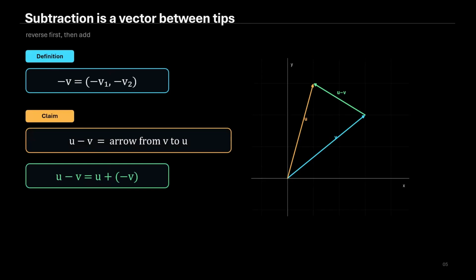So let me say that again. It is the arrow that starts at the tip of v and ends at the tip of u. So subtraction measures the move from one vector tip to another. This is a very nice way to think about vector subtraction. Indeed, you can also think about it as a vector addition. If you rewrite u minus v as u plus minus v, you can apply the parallelogram trick and the reversing the vector trick to see where u plus minus v lands.